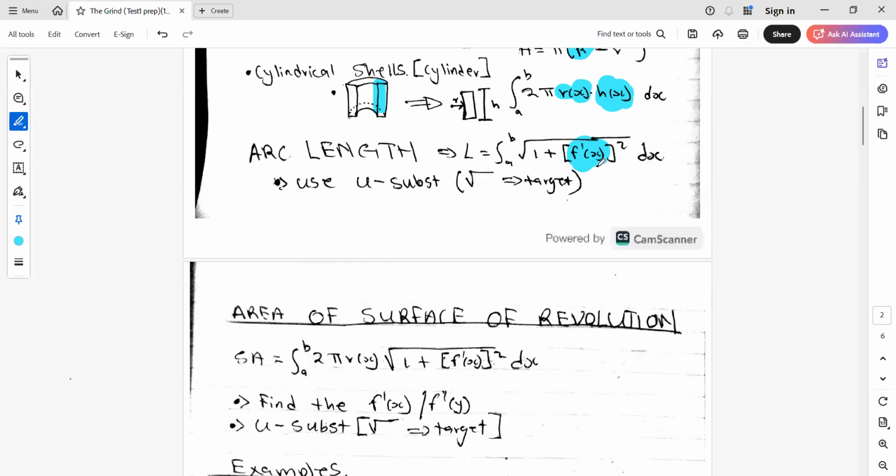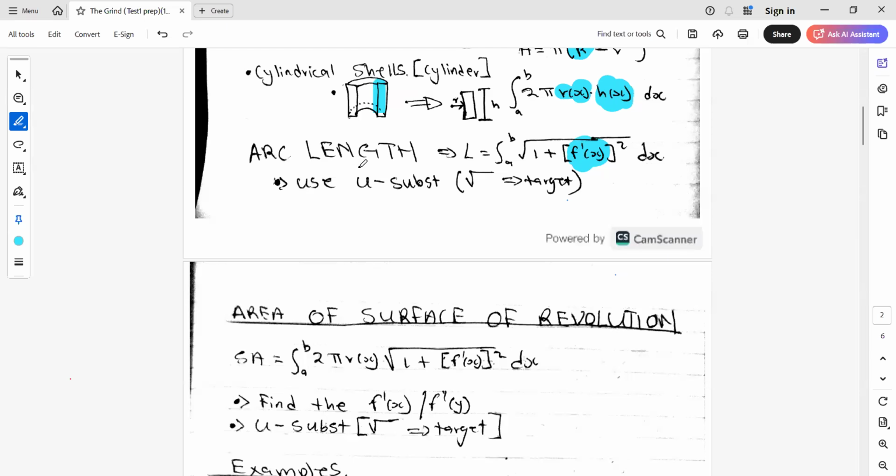will have to use u-substitution, because right here you have a square root of 1 plus that curve, right? The only thing that's going to help you is the u-substitution. Then the square root is going to be your curve, which means everything inside the square root is going to be your u. Sometimes it may not work, but it's going to be a u.